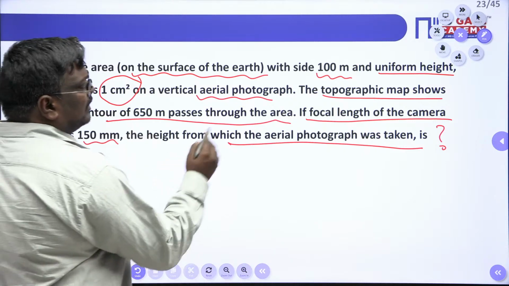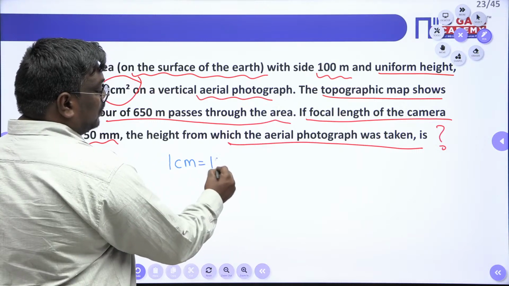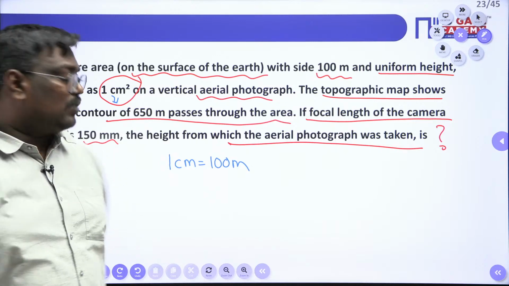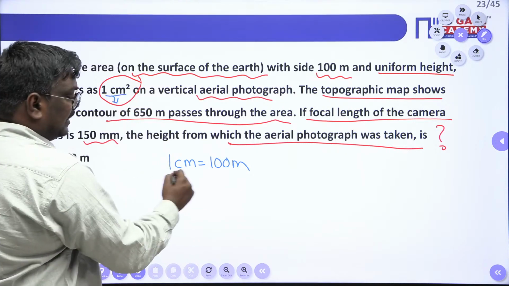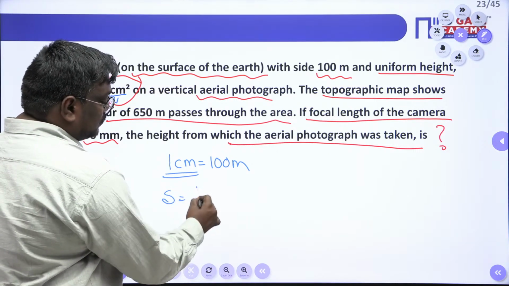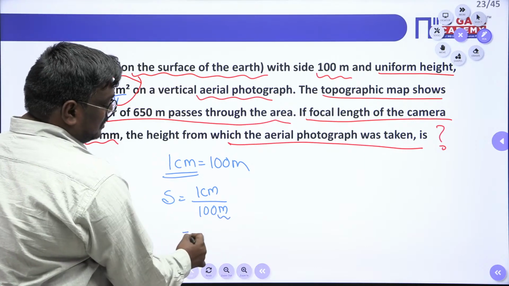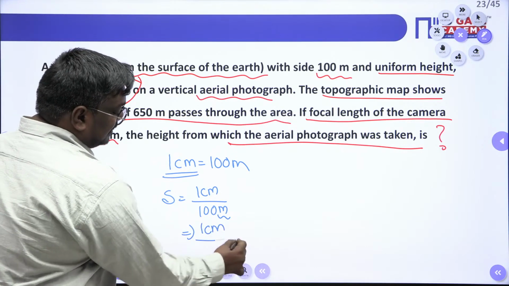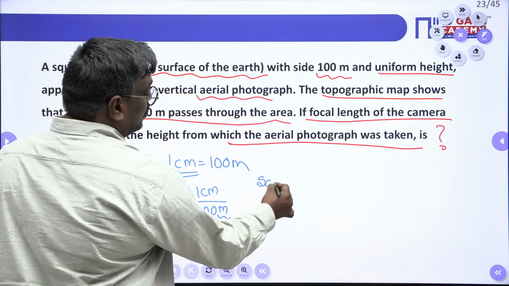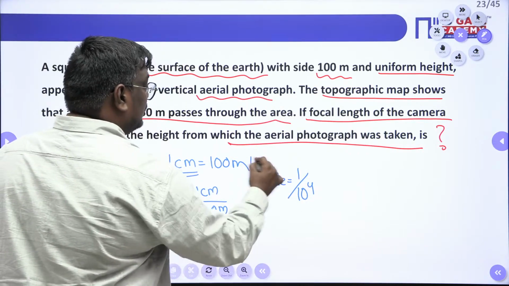So here, 1 centimeter side is equal to how much? 100 meter, because the square area is 1 centimeter square. If the area of a square is 1 centimeter square, the side will be 1 centimeter. Now, if I convert this scale, scale is given as 1 centimeter upon 100 meter, and you know that 1 meter is 100 centimeters. So you can write 100 into 100. So scale can be written as 1 upon 10 power 4.